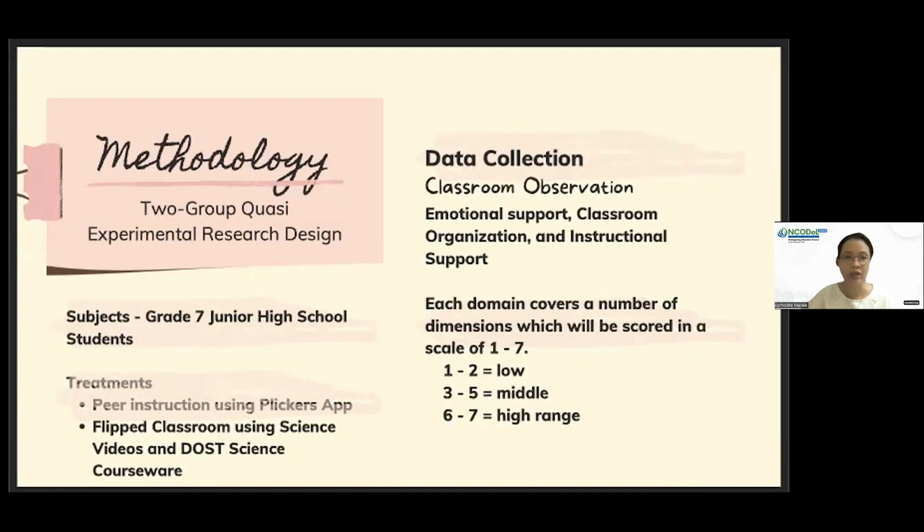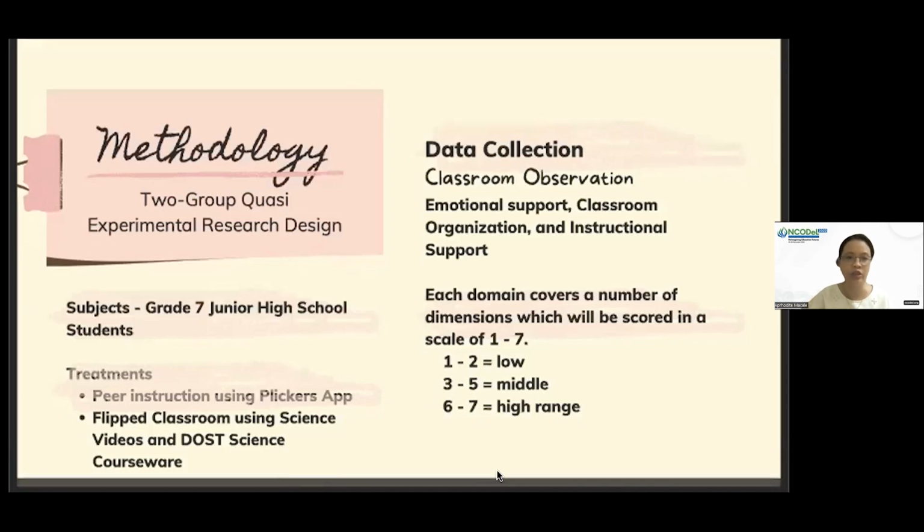For the data collection, the classroom observation includes emotional support, classroom organization, and instructional support. So I used a validated classroom observation tool, and this one was developed and validated at the University of Virginia. And I included a fourth-year BS Mathematics and Science teaching student to observe the classes. And for each domain, the scoring system is 1 to 2 low, and then 3 to 5 middle range, and then 6 to 7 high range.